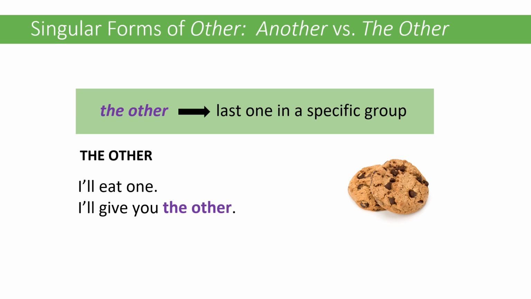I have 2 cookies. I'll eat one. I'll give you the other. Remember that whenever we use the in front of other, it means that once those things are used, there's no more. Whenever you use an in front of other, it means that after you take that one, there's still more after.